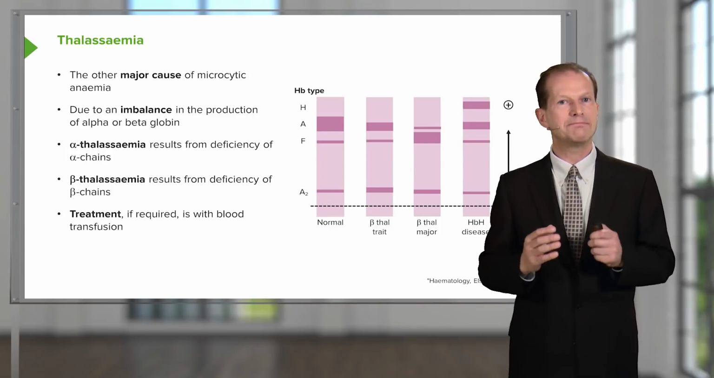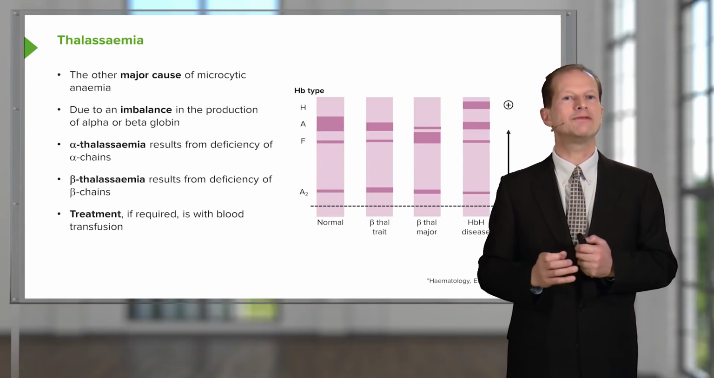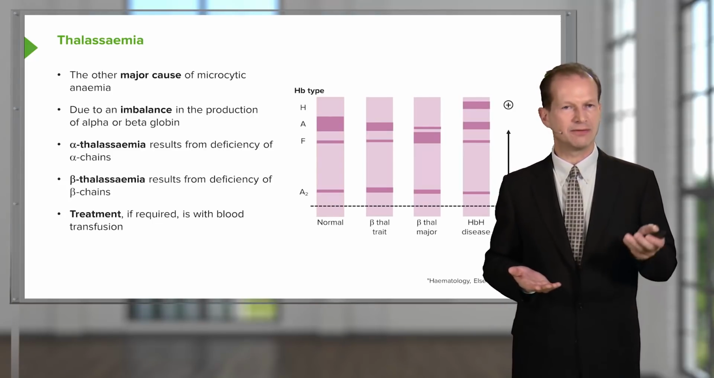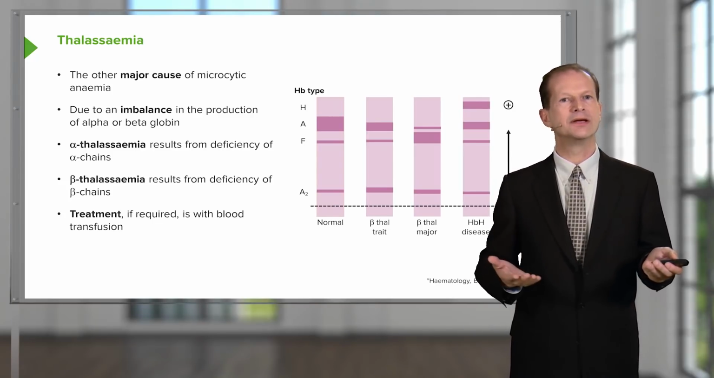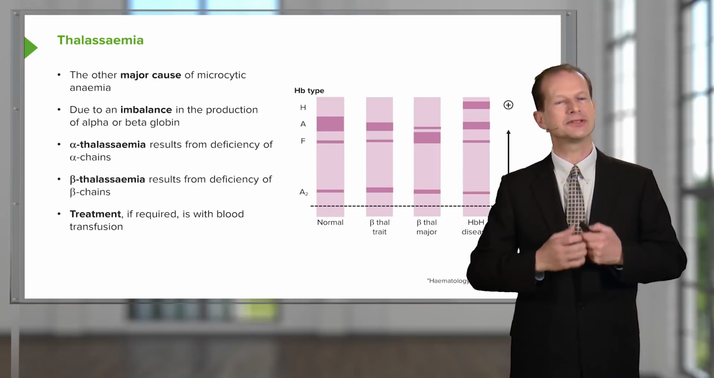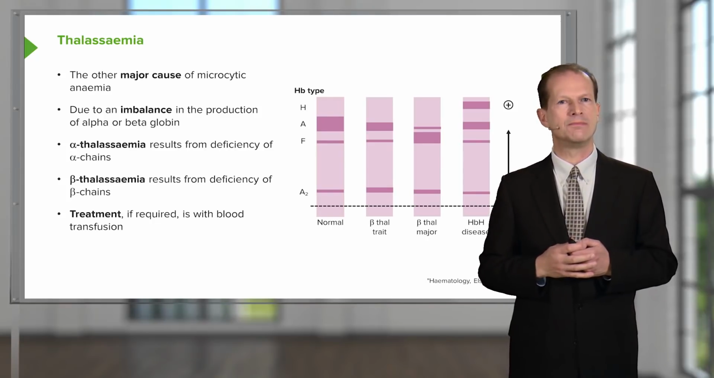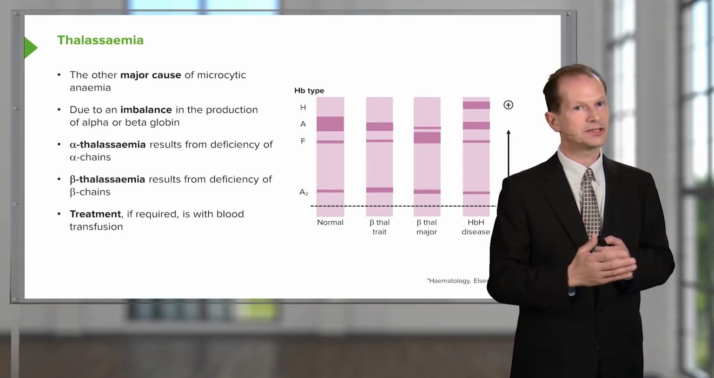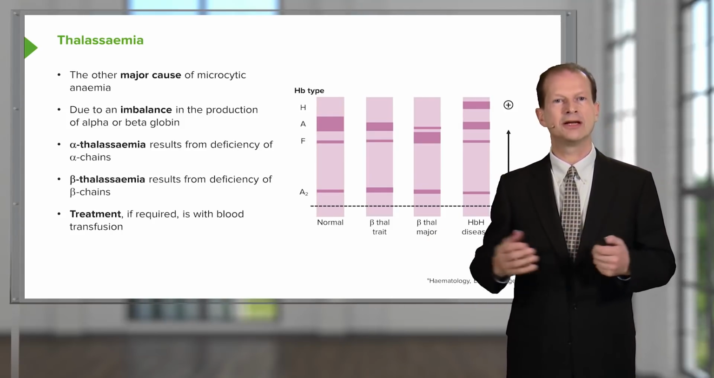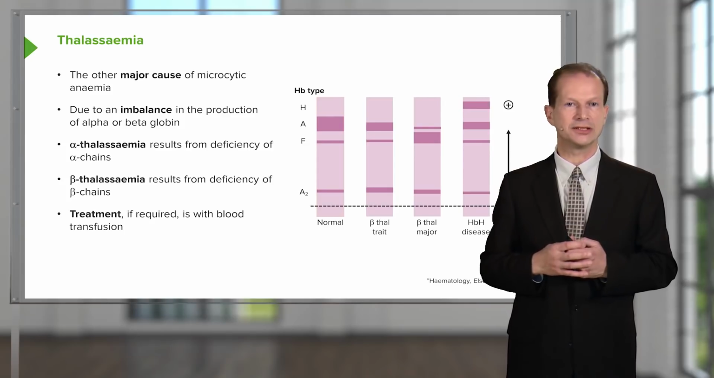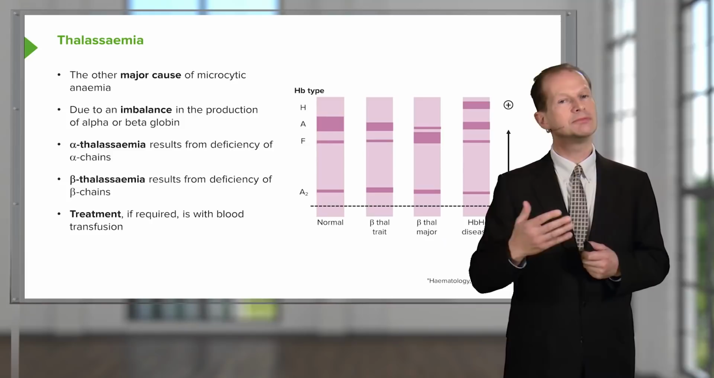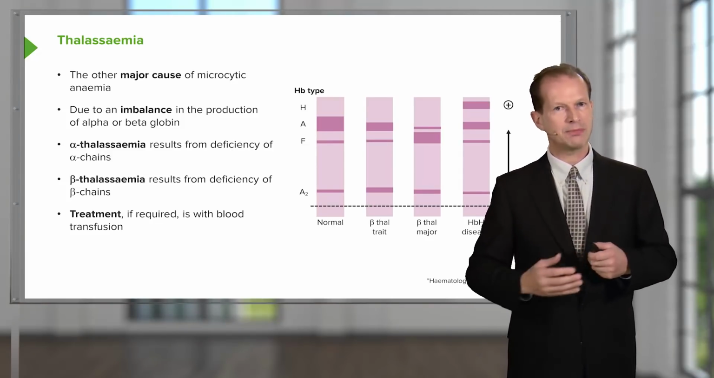It is due to an imbalance in the production of alpha or beta globin. You need to make equivalent amounts of alpha globin or beta globin to make adult hemoglobin. Alpha thalassaemia results from deficiency of alpha chains. Beta thalassaemia results from deficiency of beta chains. And treatment, if required, is through blood transfusion, which can replace the blood.